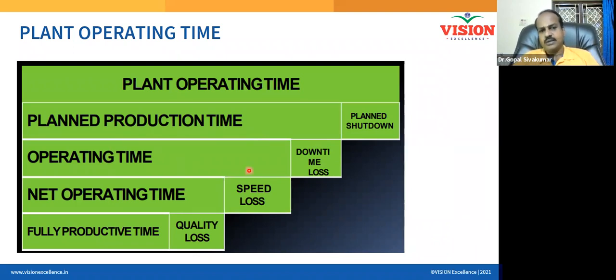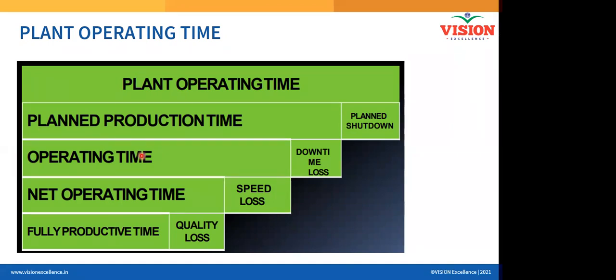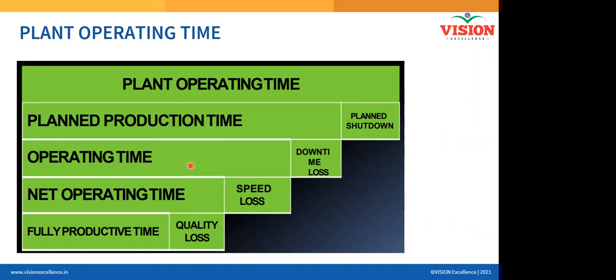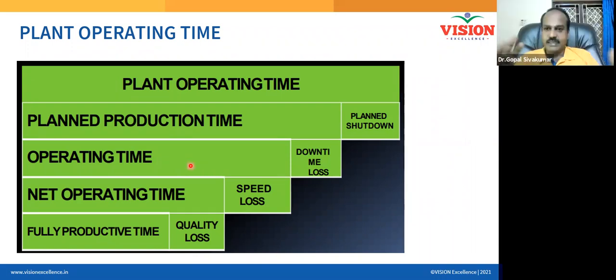And now there is a speed loss. What is speed loss? What is your operating time now? 5.5 hours. Let us say every 1 hour you get 100 output. So in 5.5 hours, how much output you are supposed to get? 550. But in reality, you produced only 450. So how much is the speed loss?